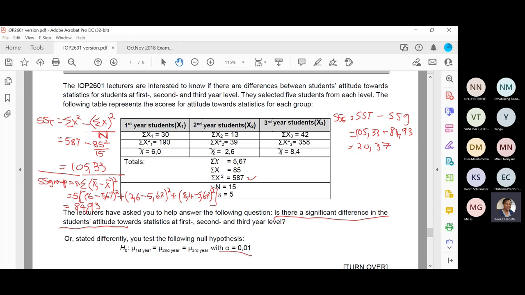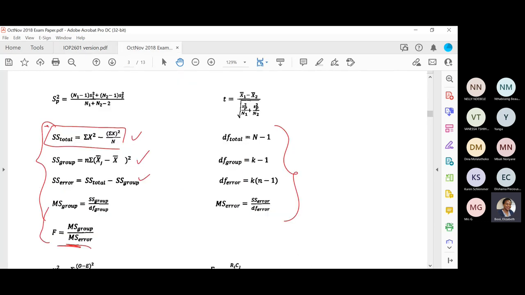Okay, so we're done with the SS, the sum square measures. Now, our aim is to calculate the test statistic. This is the test statistic that we want. In order to calculate this, we need to also calculate the mean square measures, as you can see there. So we can start with the mean square measure error. But you see at the bottom of this, there is the degrees of freedom. So now we need to go and calculate all of these degrees of freedom, and then substitute into the formula.